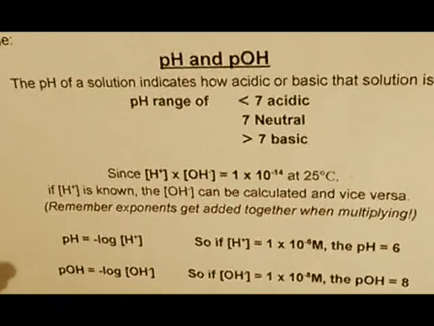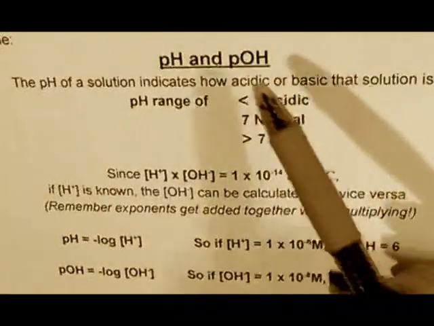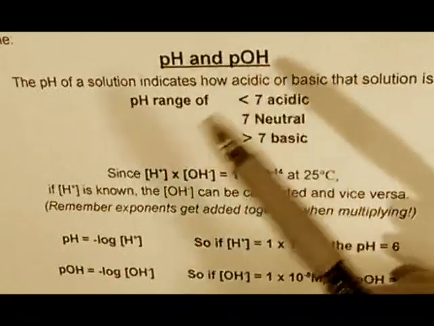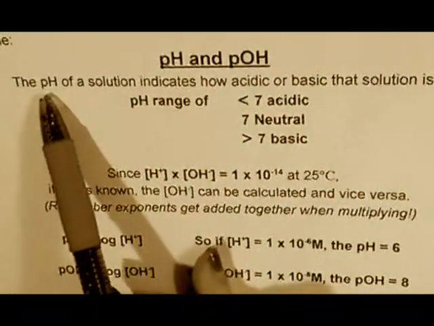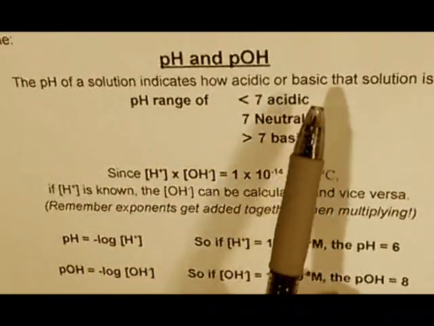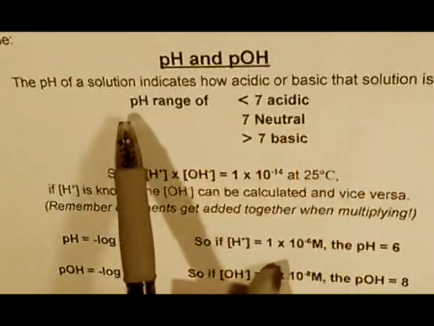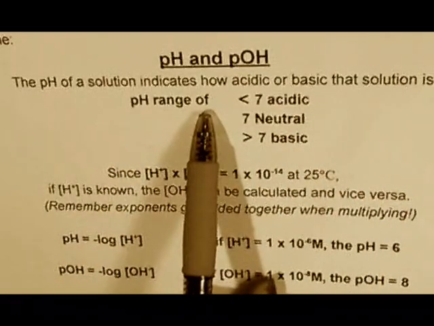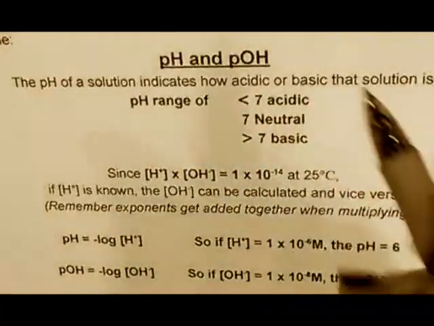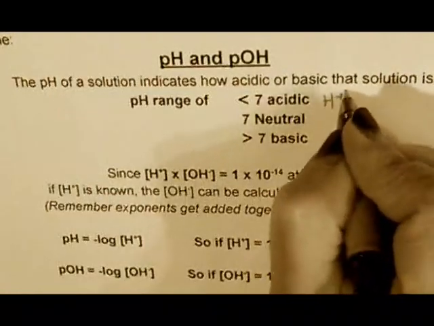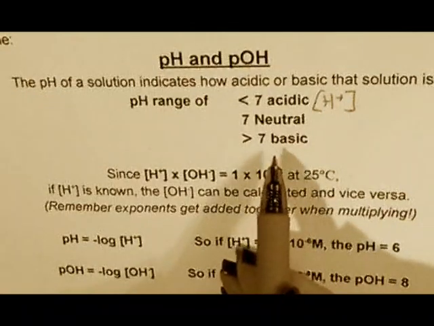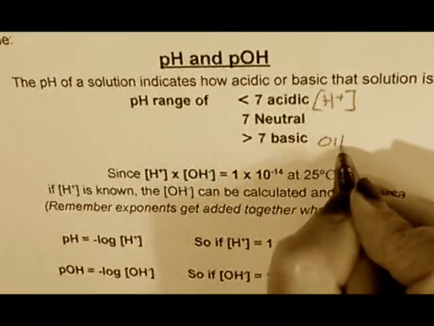Hi class, I would like to review the homework sheet that we did regarding pH and pOH. Just a little review. pH of a solution indicates how acidic or basic that solution is. Many of us know the pH range is if you're below 7, you're on the acid side, which means you have a higher hydrogen ion concentration.